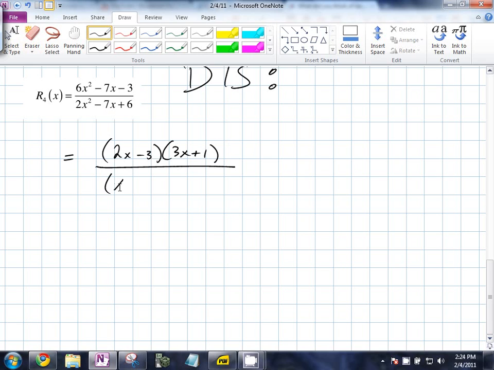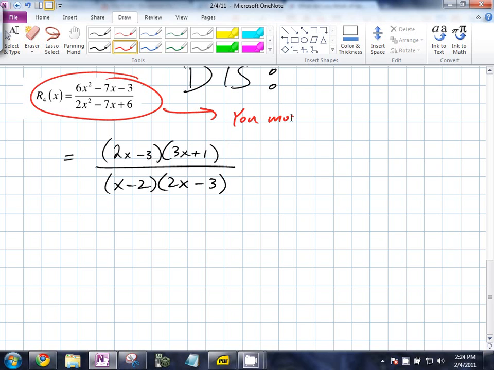X minus 2 times 2x minus 3. This right here, I know it's not straightforward. You must dominate these. This is the kind of factoring you do by guess and check. You just flat out do guess and check. Don't erase anything. Keep track of what you're testing.